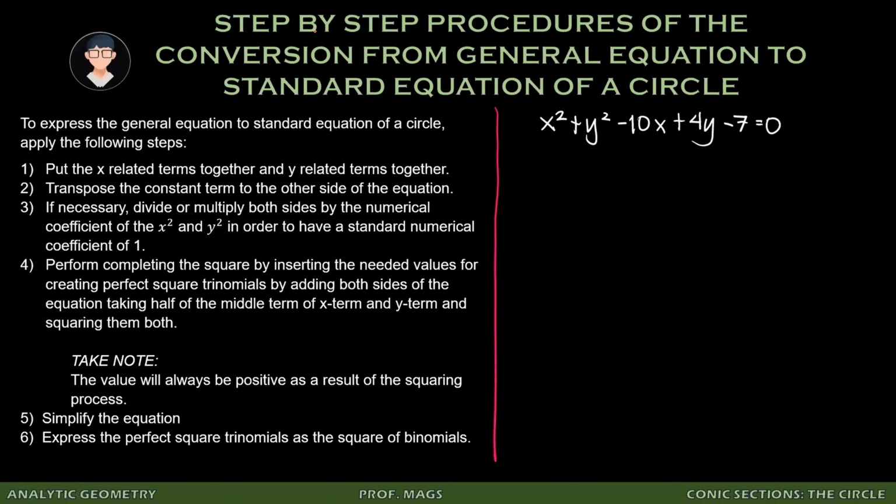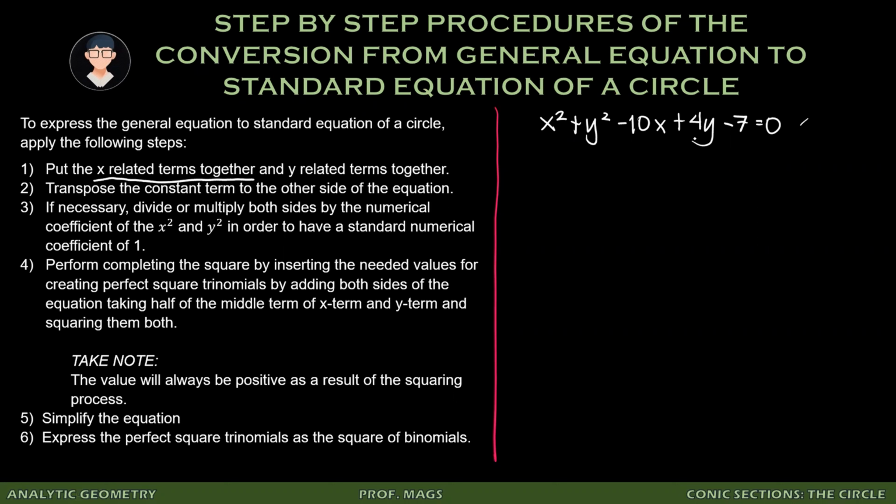Let's proceed to the step-by-step procedures of the conversion from general equation to standard equation of a circle. So these are the step-by-step procedures. We have 6 steps. The first step is to put the x-related terms together. Okay, this is our example.